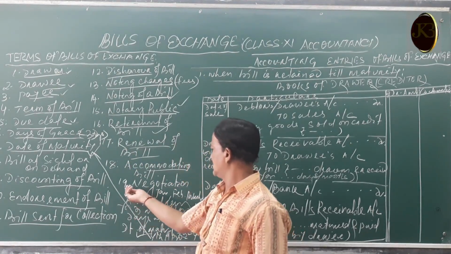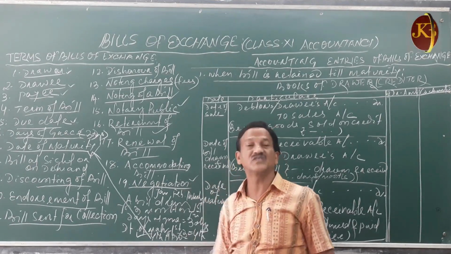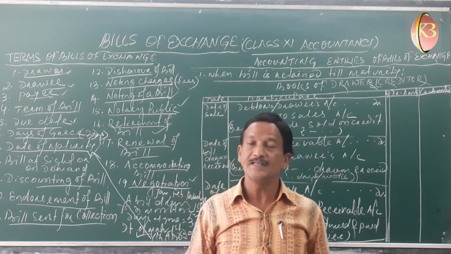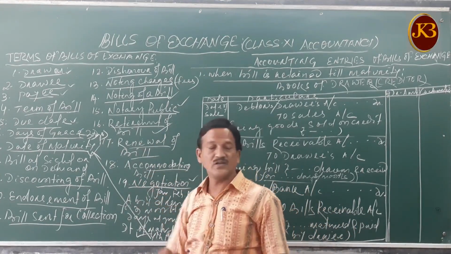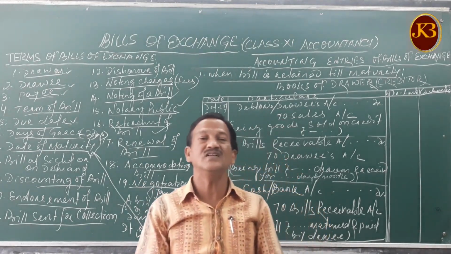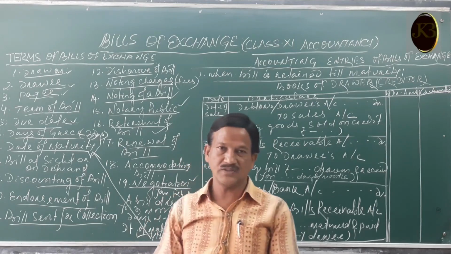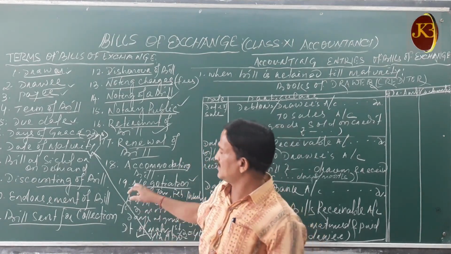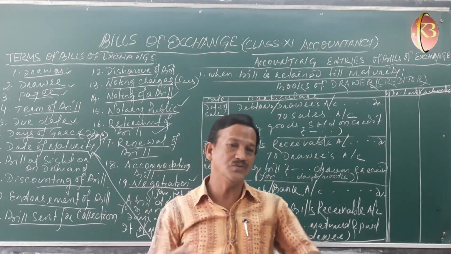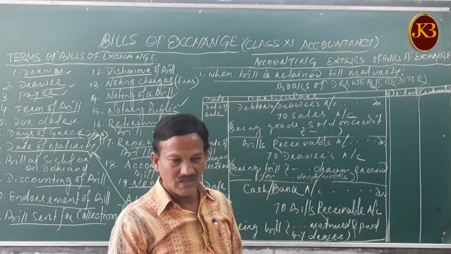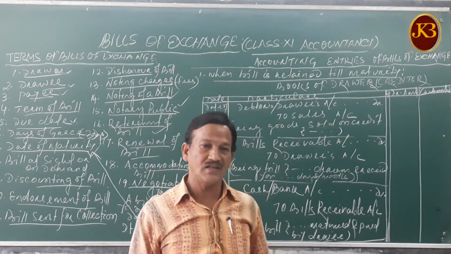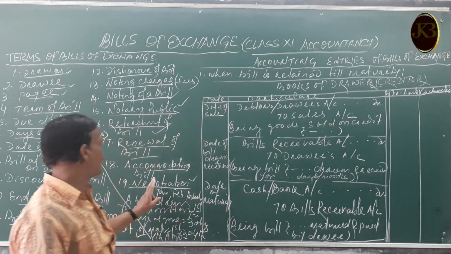Then negotiation. That is another term used, negotiation. Negotiation is the term used when the drawee makes the negotiation with the drawer to make the payment of the bill amount. So that is called negotiation. The drawer and drawee exchange their views and words among each other for the payment of the bill amount, that is called negotiation.